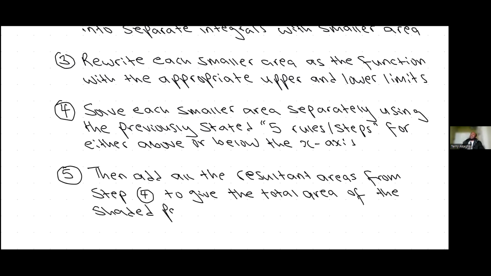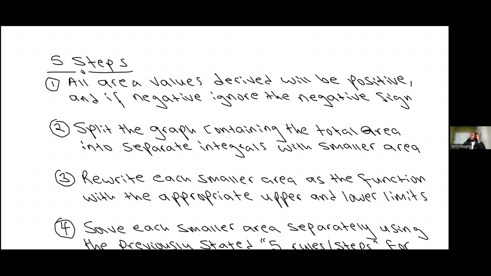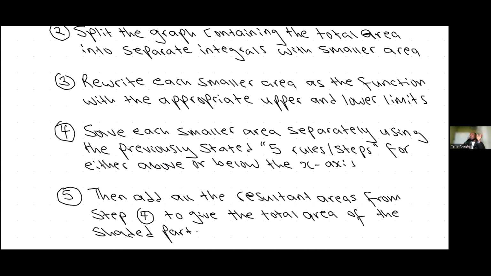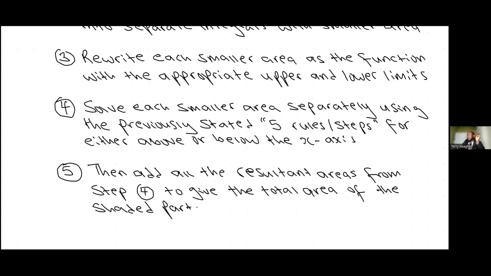Okay, and that is the 5 steps. So that's how you solve this. So the first thing, all areas must be positive. You split the graph, you rewrite each smaller with its appropriate upper and lower limits. You solve each of them separately. Then you then what? Add them. All right.